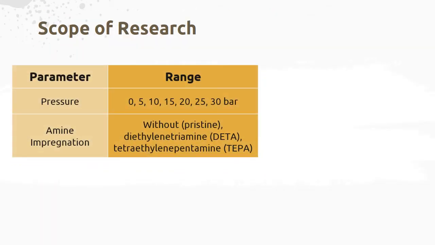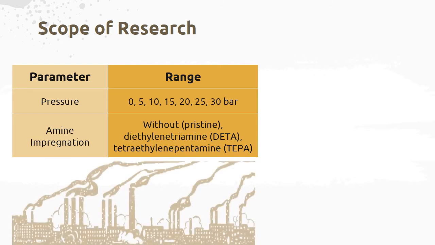The manipulated variables are the operating pressure and types of amine for impregnation. Seven operating pressures are chosen in the range of 0 to 30 bar to test the stability and capability of CMS under harsh conditions in industrial flue gas stack.